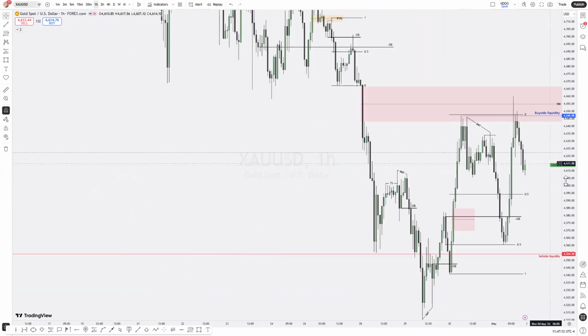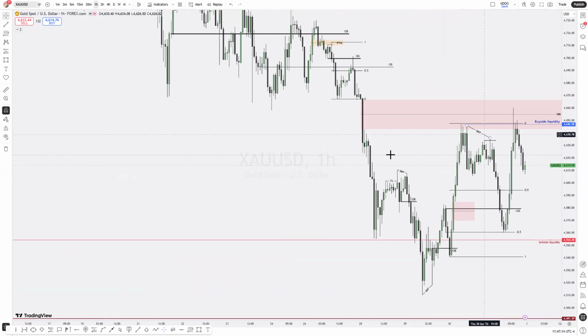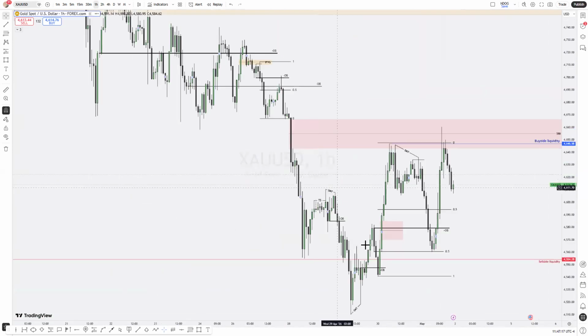And yeah, patience does pay. Stay patient with the market. There's no need to rush. There's always going to be a new trading setup.